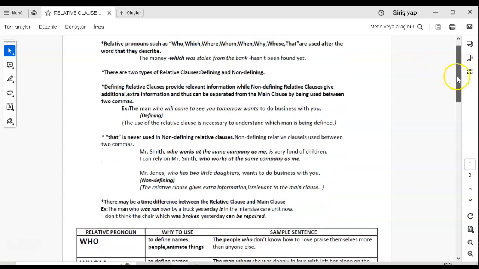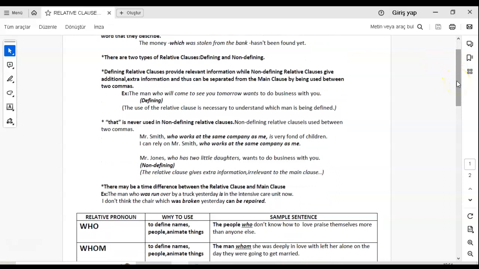And there are two types of relative clauses. One of them is called defining and the other one is called non-defining. If you want to use defining relative clauses, that means you need to give relevant, important and necessary information. But in non-defining relative clauses you give additional, extra, irrelevant and unnecessary information. And so for that reason you have to separate the relative clause from the main clause by using two commas, and you use the relative clause between the two commas, separating it from the main clause.